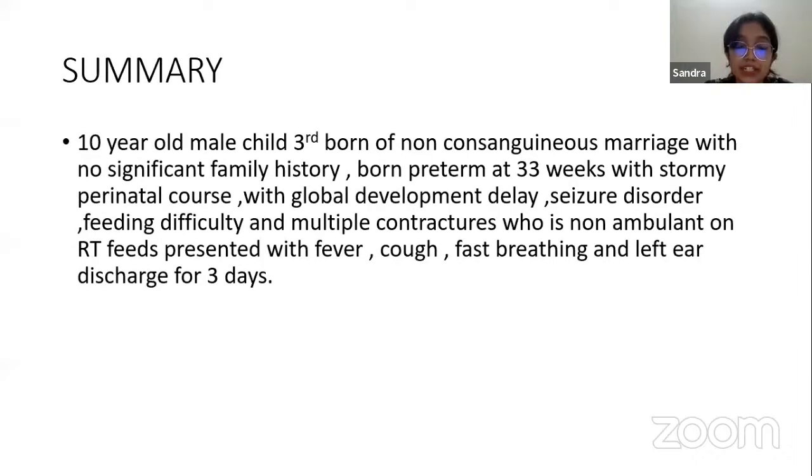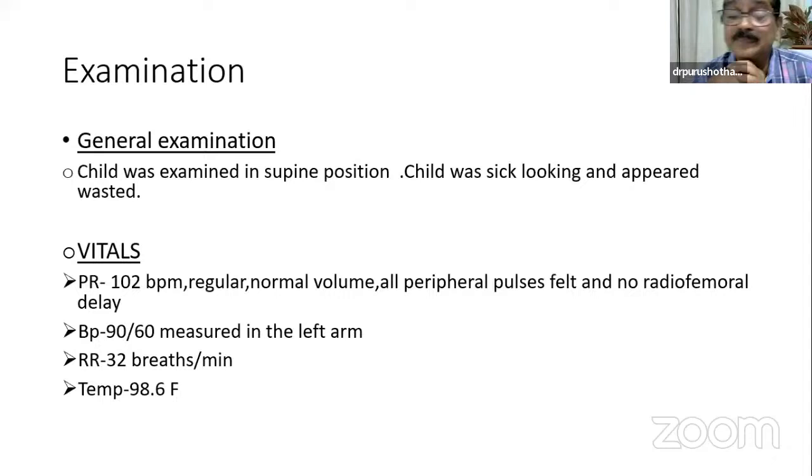Summary: 10-year-old male child, third born of a non-consanguineous marriage with no significant family history, born preterm at 33 weeks with a stormy perinatal course, with global developmental delay, seizure disorder, feeding difficulty, and multiple contractures, who was non-ambulant on RT feeds, presented with fever, cough, fast breathing, and left ear discharge for 3 days. Go ahead with the examination.